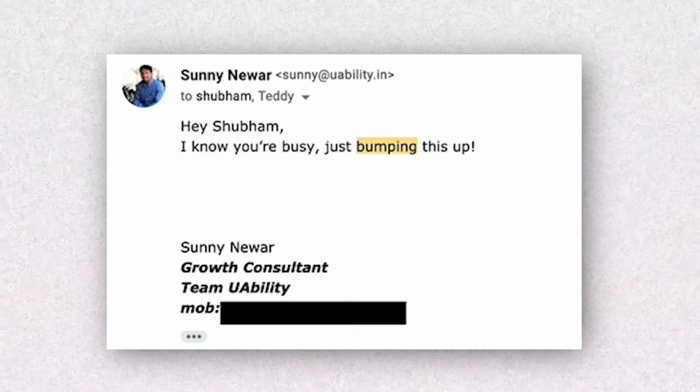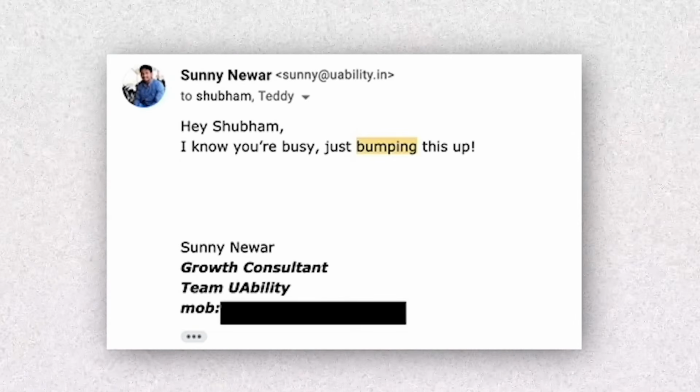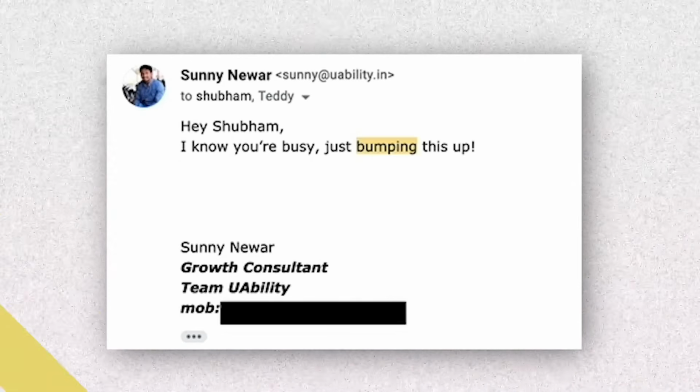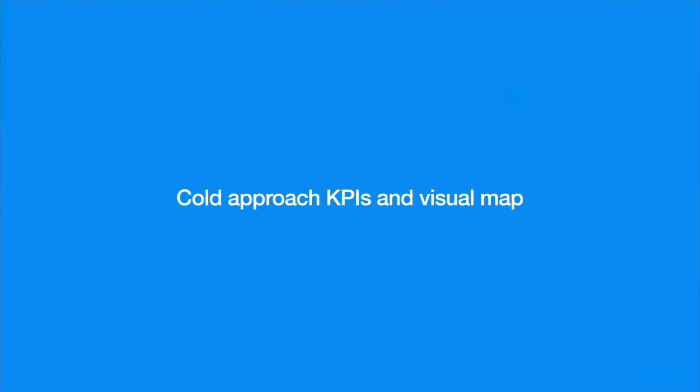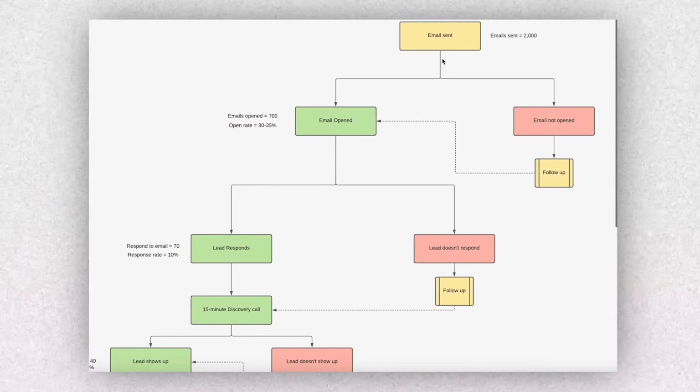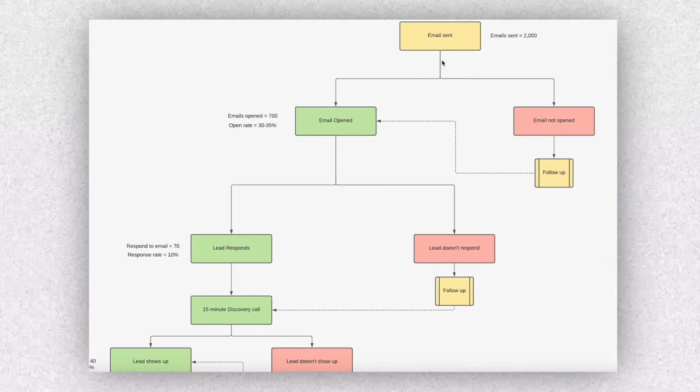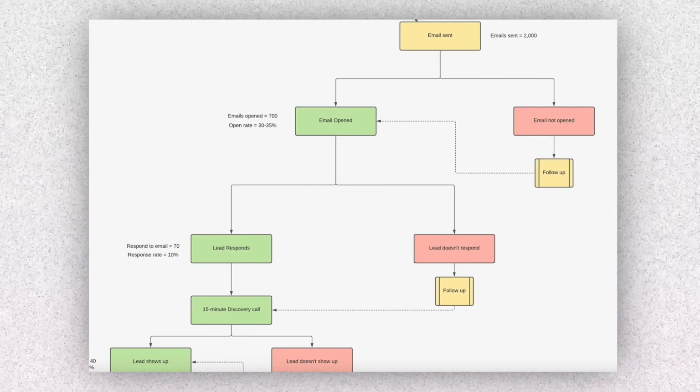So we do consistent follow-up with these people to ensure that they end up getting on a call with us. So now let's talk about cold approach KPIs and the visual map. How does it look? And this is how it's going to work, right? Again, this map is available for you to download in the resources section. So approximately this is how it's going to go.